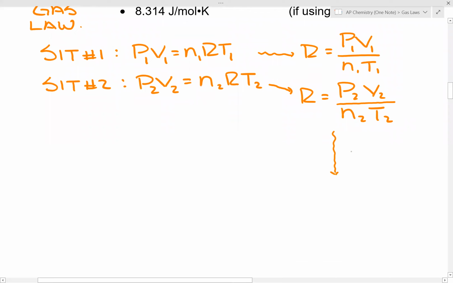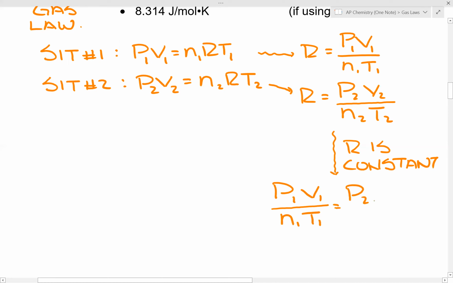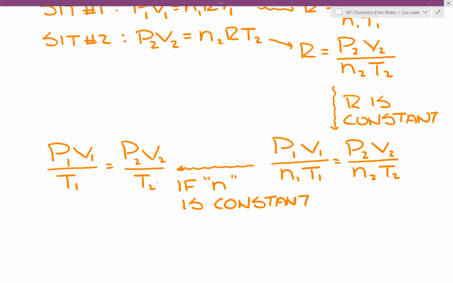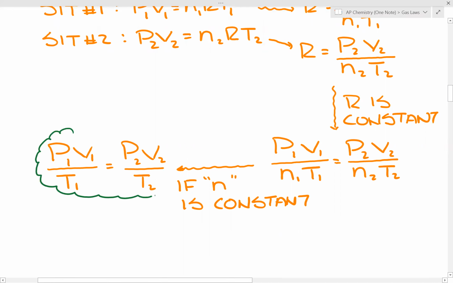Now, if R is constant, then we have P1, V1, all over N1, T1 is equal to P2, V2, all over N2, T2. Now, if N is constant, so the number of moles don't change, then we get P1, V1, all over T1 is equal to P2, V2, all over T2. If we look at this one, this is called the general gas law.